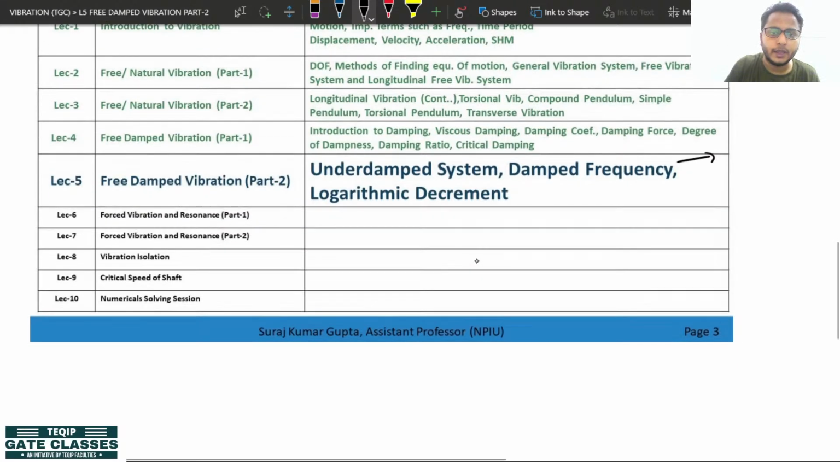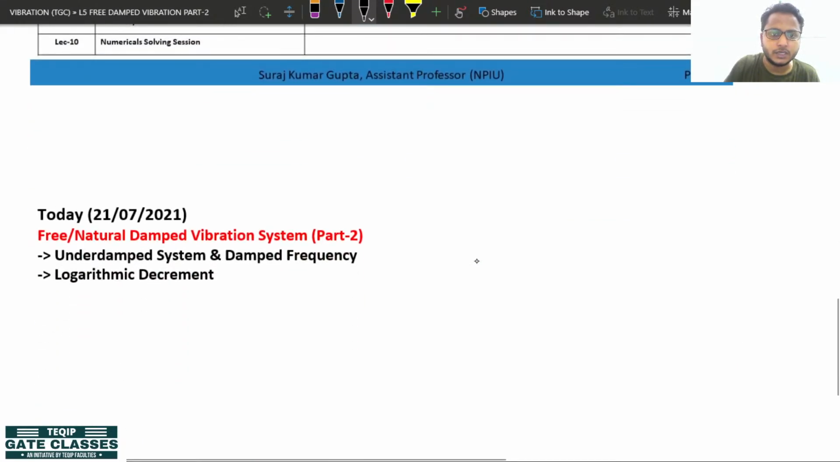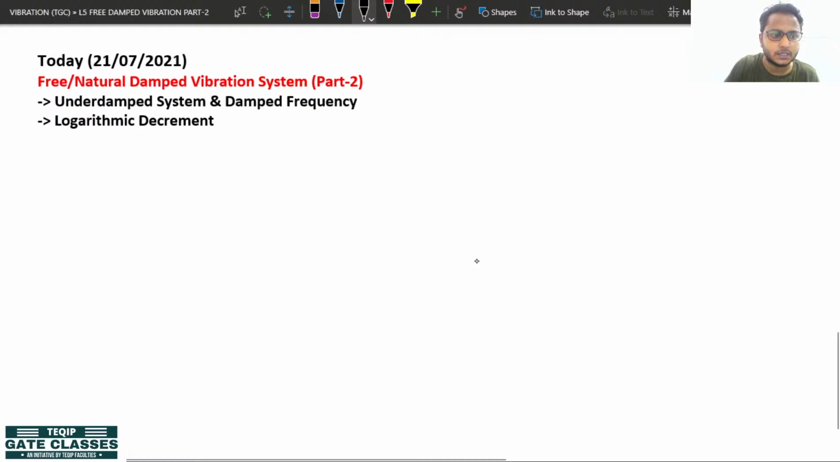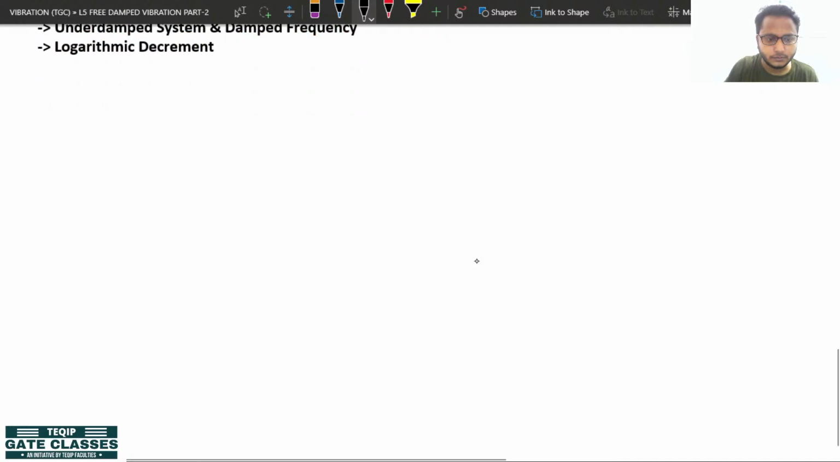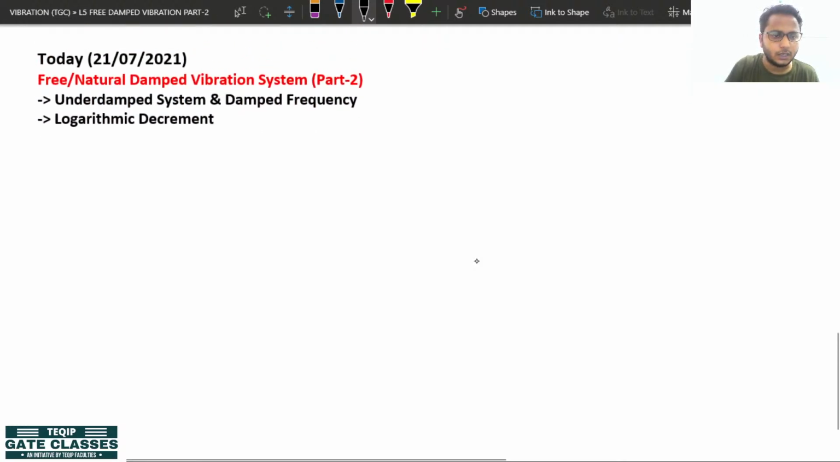So as per what we will discuss today: under damped system and damped frequency, and then we will derive the formula for logarithmic decrement, right? So let's start with the under damped system.